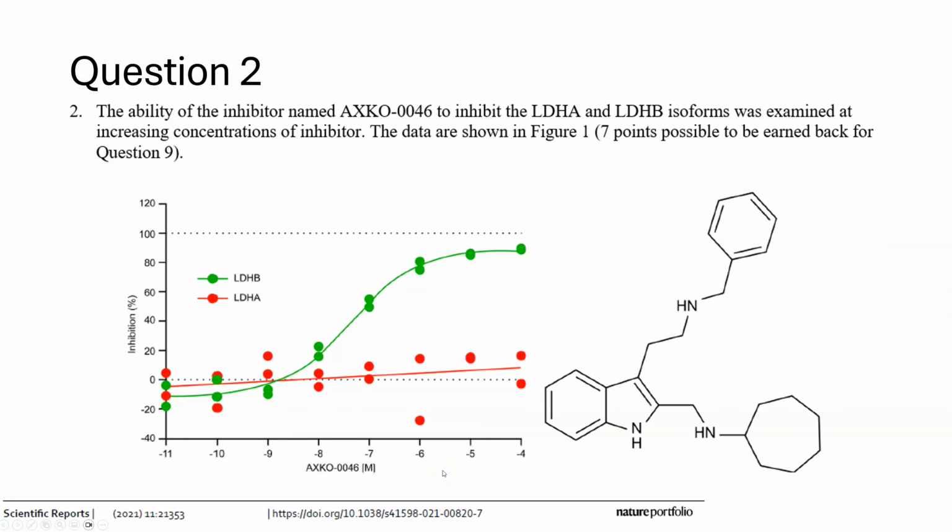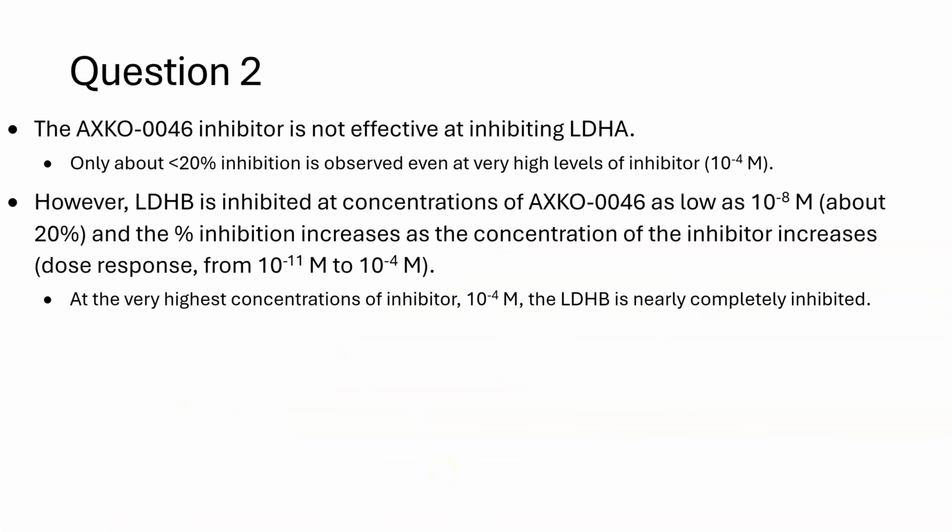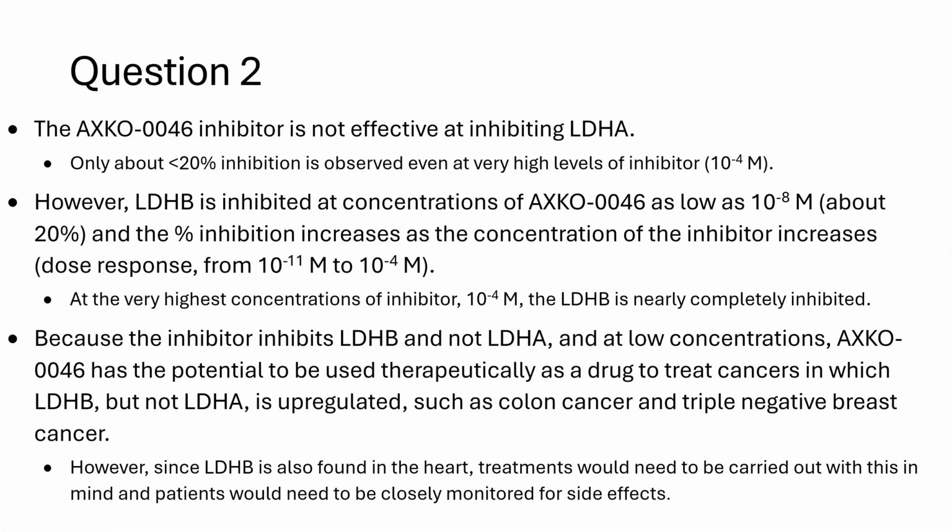what these numbers meant. Okay, so to continue, the LDHB is inhibited at a concentration as low as 10 to the minus 8th molar, and then we get this nice dose response as we increase the concentration of the inhibitor from 10 to the minus 11th molar to 10 to the minus 4th molar. When we get to 10 to the minus 4th molar, we're nearly 100% inhibited for the LDHB. So we have some selectivity here.